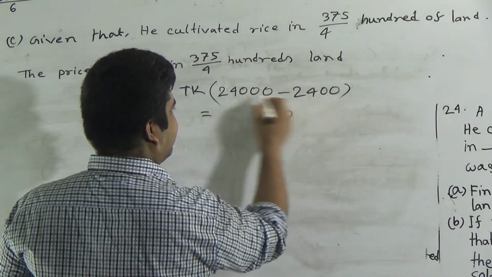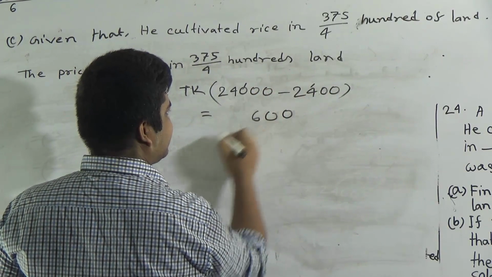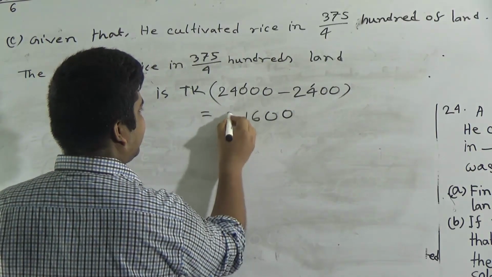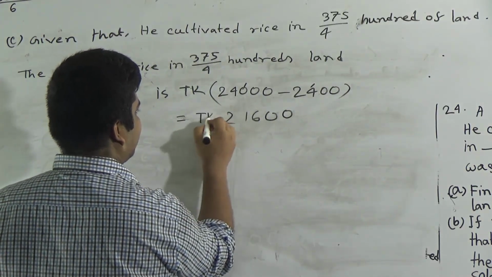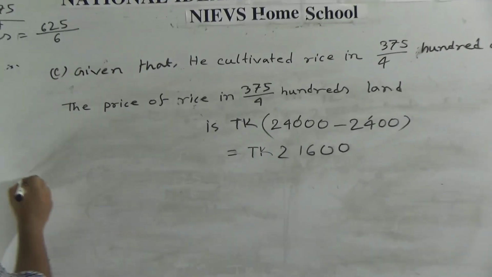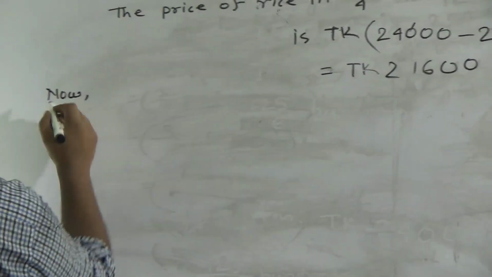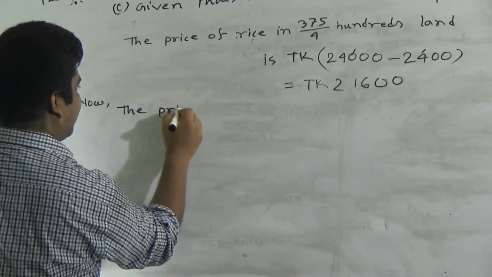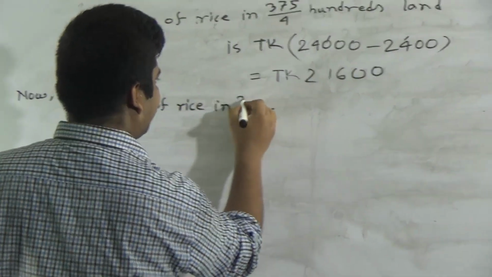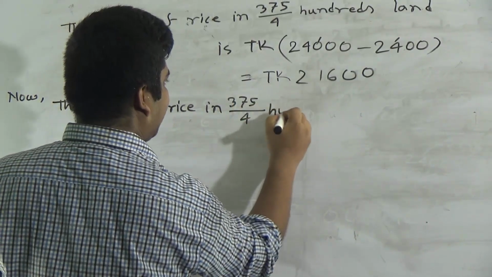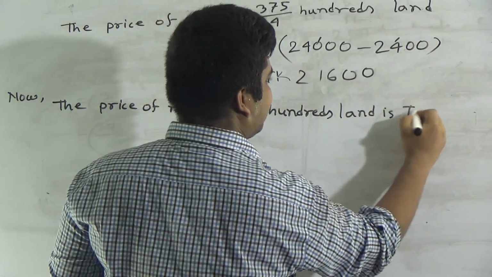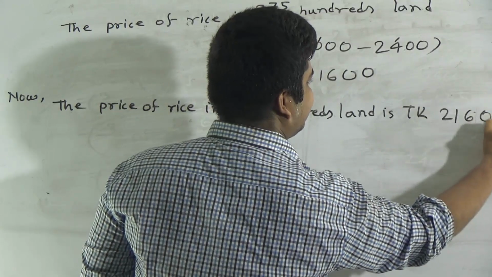0 from 0, 4 from 10, it will be 6, carrying 1, this 1 is added with this 2, and it is 3; 3 from 24, 1 and 2. So taka 21,600. Now we write, the price of rice in 375 by 4 hundredths land is taka 21,600.